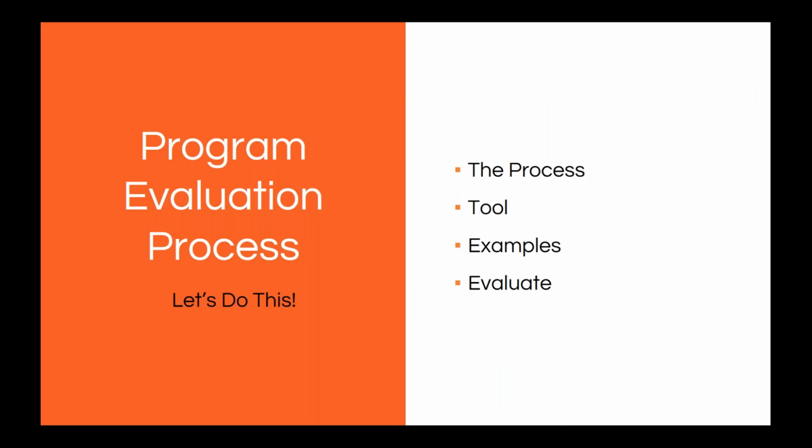Okay. So let's have a look briefly at a program evaluation process. The evaluation process, in short, looks at what you set out to do. So at the onset of the year, what did I say I wanted to do, what we actually accomplished, and to what degree it was accomplished. So we will look briefly at the process. We'll look briefly at a suggested tool, some examples, and we'll do a sample evaluation.